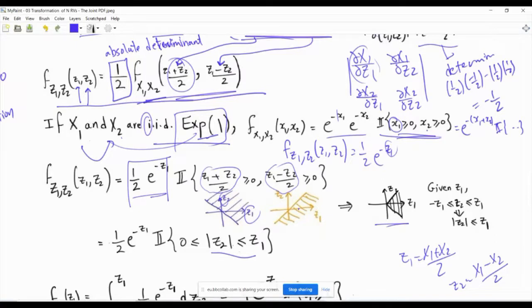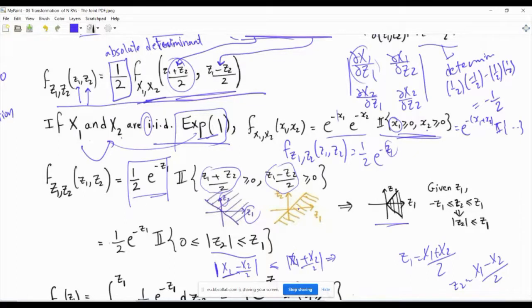And this is nothing but the triangle inequality, because z2 is x1 minus x2 over 2, and z1 is x1 plus x2 over 2, and it's a non-negative random variable. So what we are saying here is that the absolute value of x1 minus x2 should always be less than or equal to, in our case here, x1 plus x2, because our variables are non-negative. So it's the triangle inequality. If you take two non-negative numbers, you take the absolute value of the difference. It must be less than or equal to the sum. Okay.